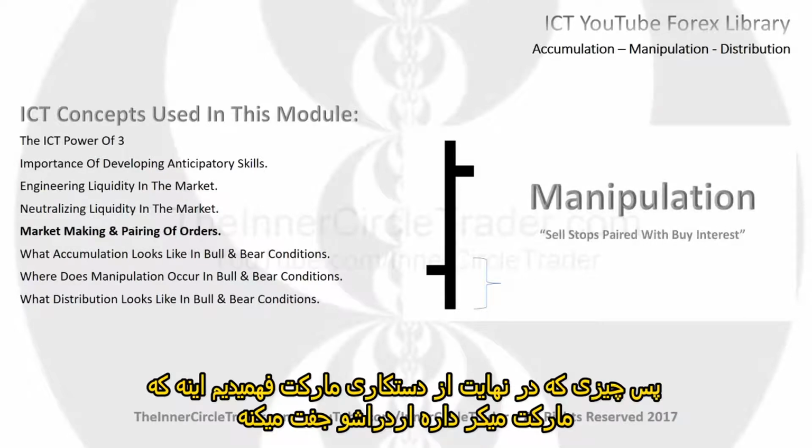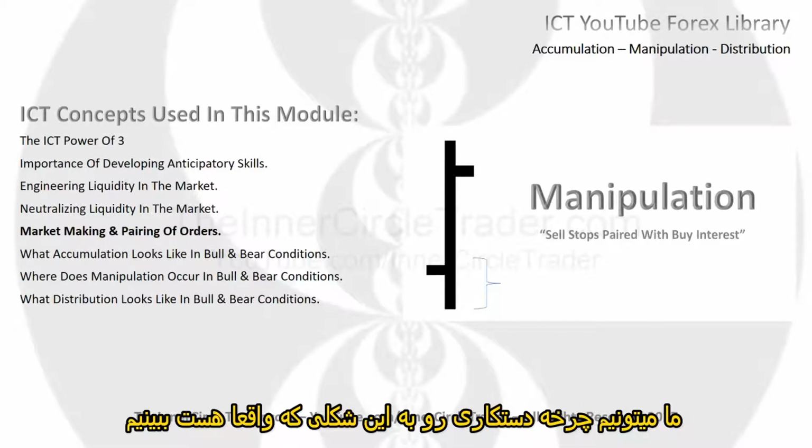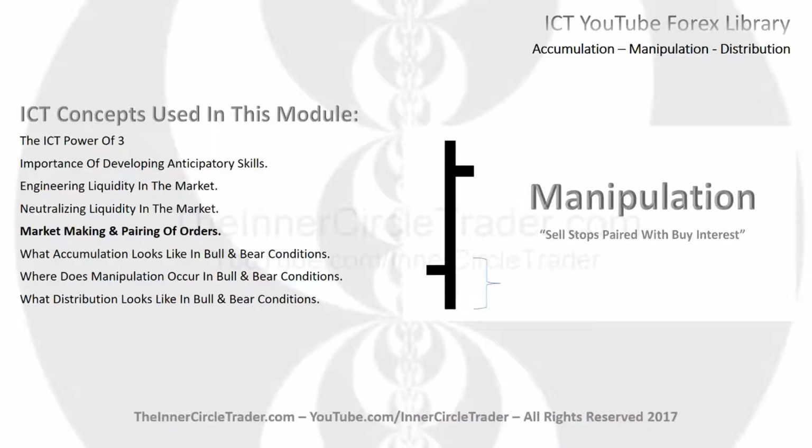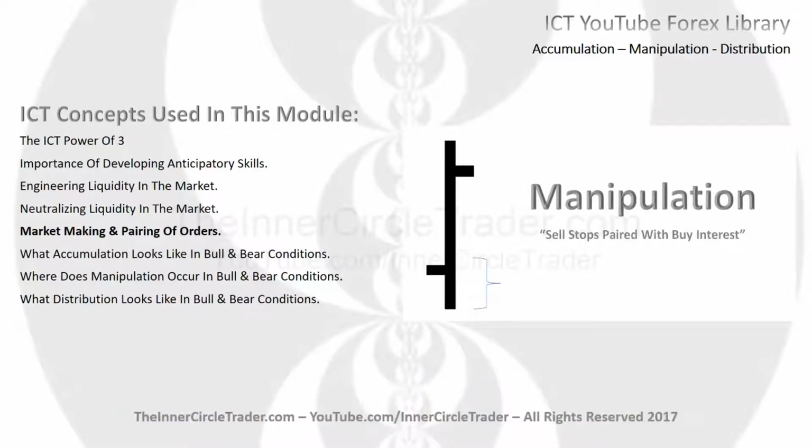So finally, as we interpret this, the manipulation is how the market makers pair orders. By pairing these sell stops with smart money buying interest, we can see the manipulation cycle as it really is: a run below the opening to accumulate long positions before the big up move.